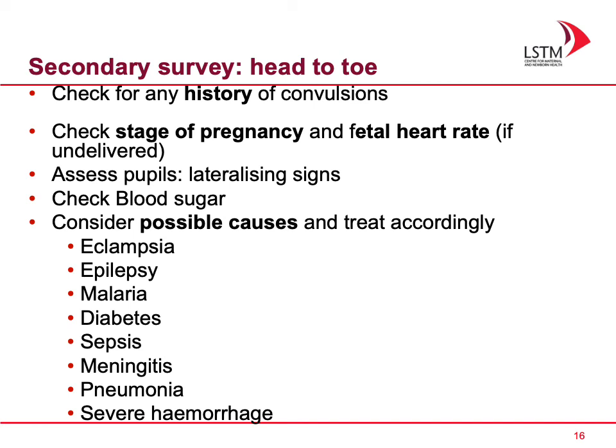So, for example, eclampsia, where you might detect very high blood pressure and protein in the urine. The patient could have epilepsy and could be post-ictal. There may be diseases such as malaria or meningitis, which affect brain function and level of consciousness, or more generalized sepsis, including conditions such as pneumonia or severe hemorrhage, as in hypovolemic shock. So all these things may be factors that affect the level of consciousness. And in addition, you should always check the stage of the pregnancy if the patient is undelivered, and the fetal heart rate.